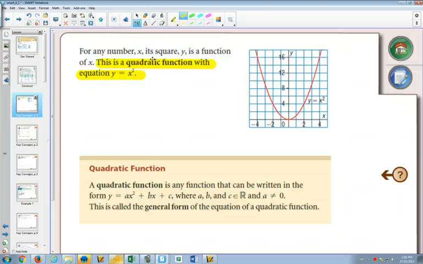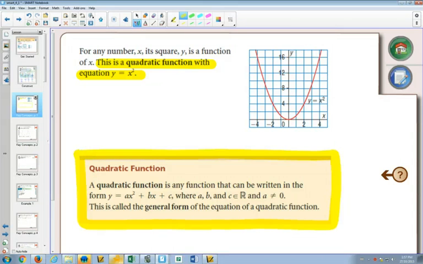Instead of a quadratic equation, now we have a quadratic function. A quadratic equation is when you had an equal sign and there was just x's with an x squared. A quadratic function has a y equals x squared. So you can highlight this whole box that we have. The general form is when you have y equals ax squared plus bx plus c.